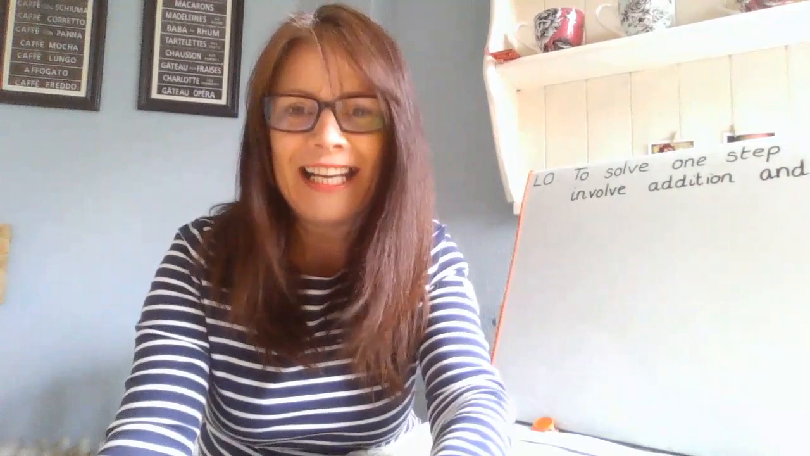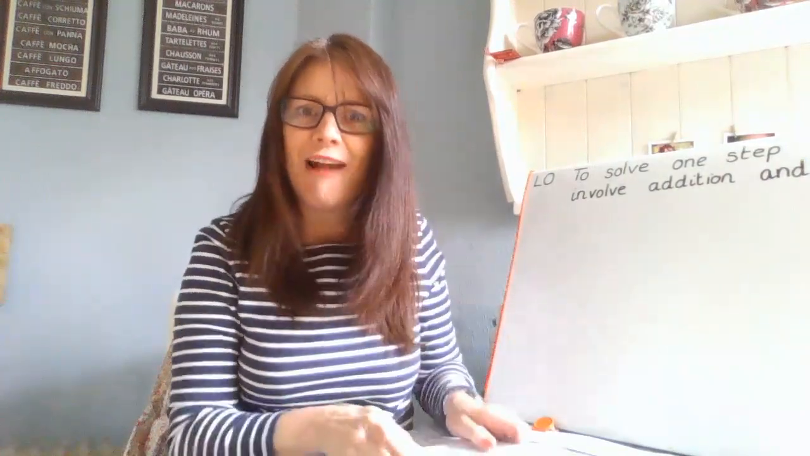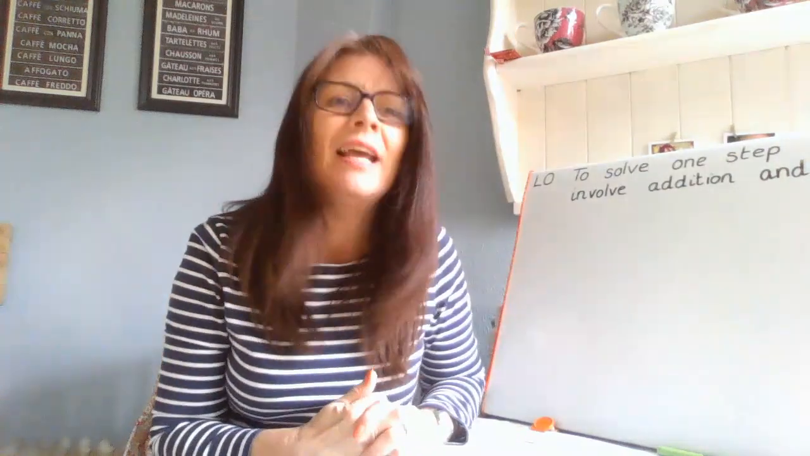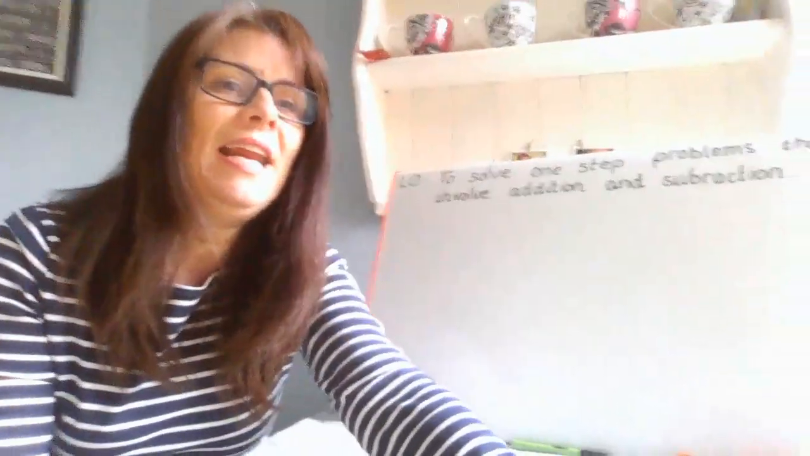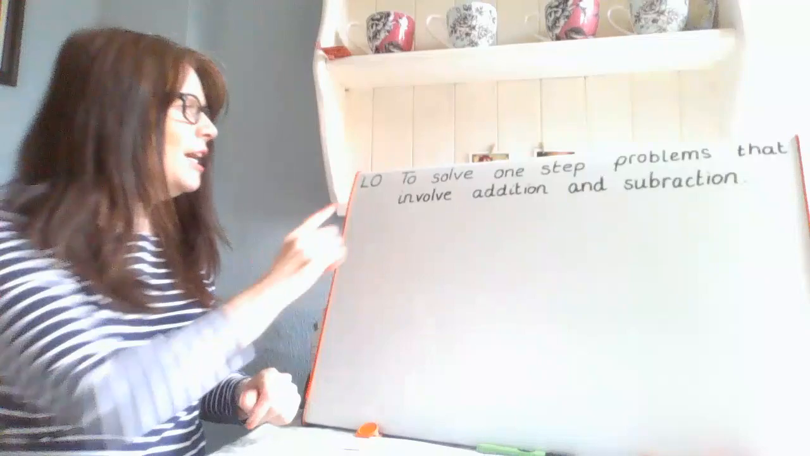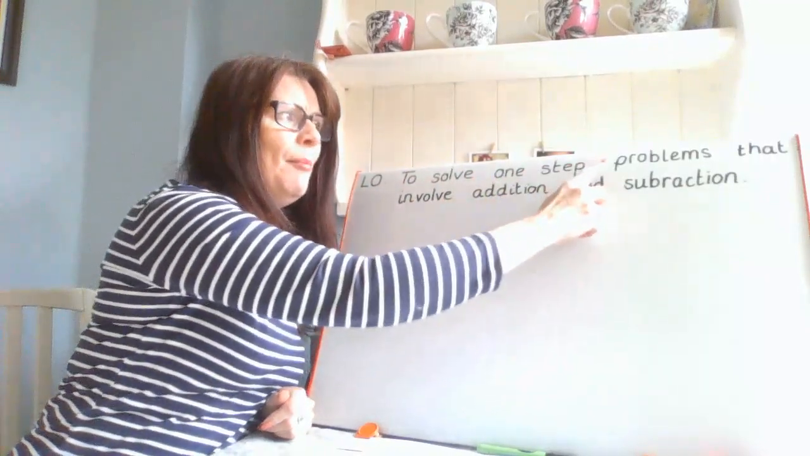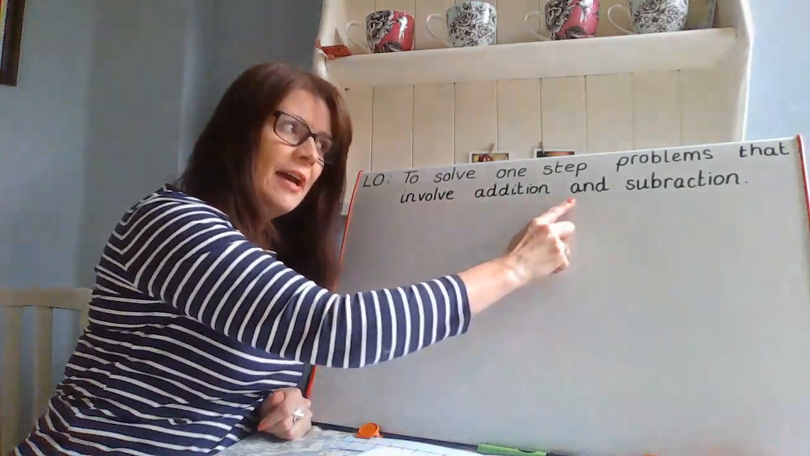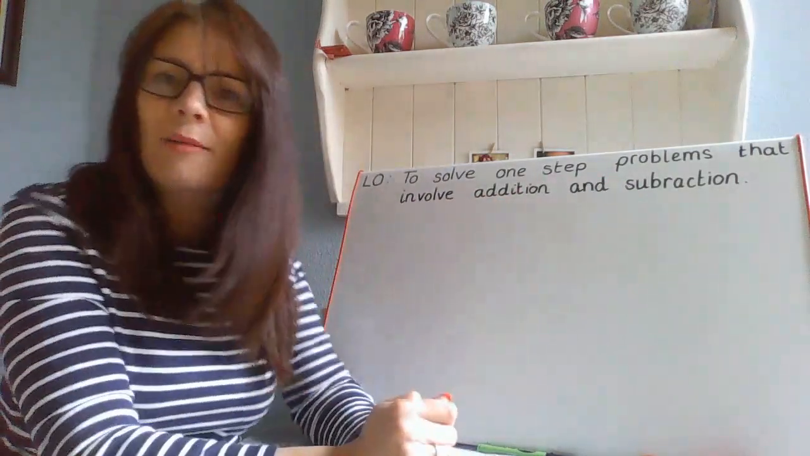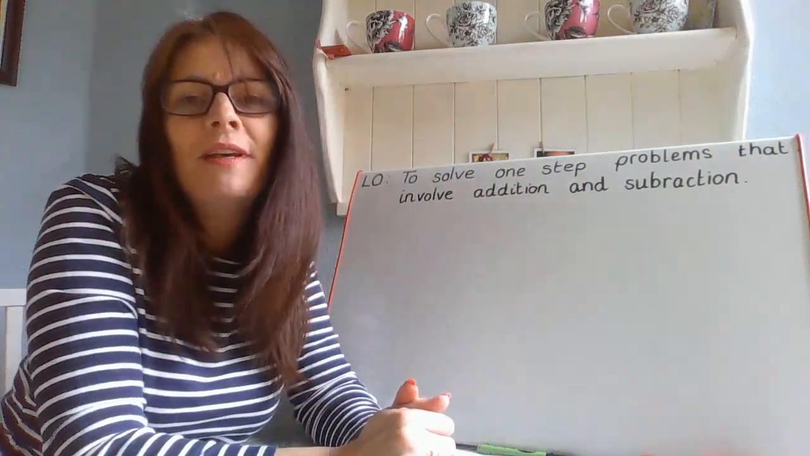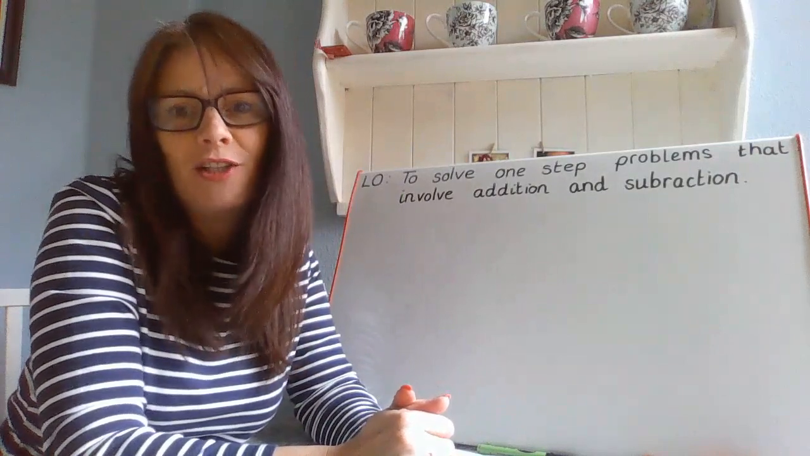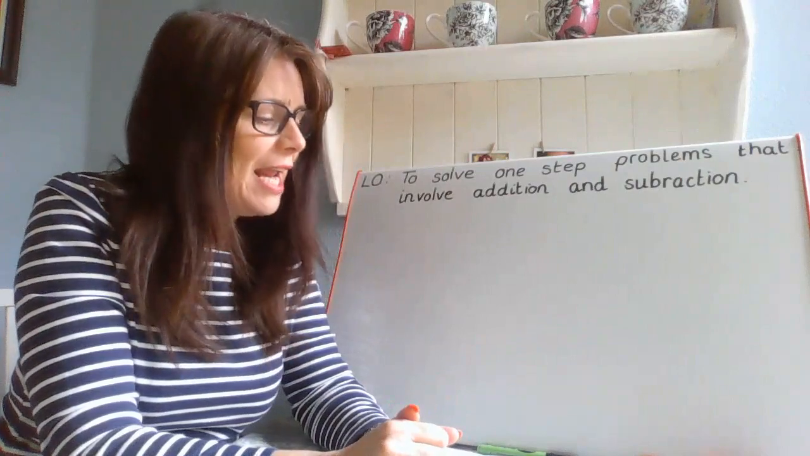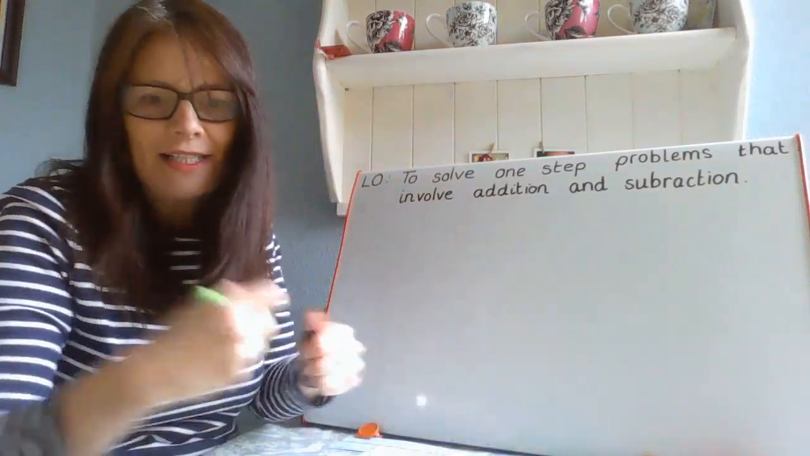You can play that again and again until you get your number bonds correct. Right, let's go on with the lesson. Today we are learning to solve one-step problems that involve addition and subtraction. So we're looking at mathematical problems that have addition or subtraction in. Let's look at a number sentence.